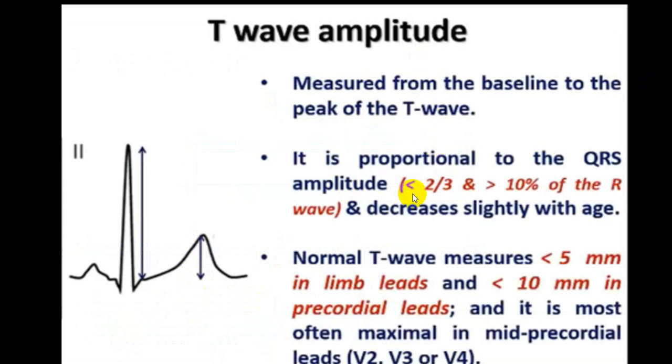And as the T wave changes are seen in consecutive leads, do keep it in mind. So it is more than 2/3 of the QRS complex, and a normal person has a T wave of less than 5 millimeter in limb leads and less than 10 millimeter in precordial leads, but if it is more than 10 millimeter in precordial and more than 5 millimeter in limb leads, it should be considered significant.